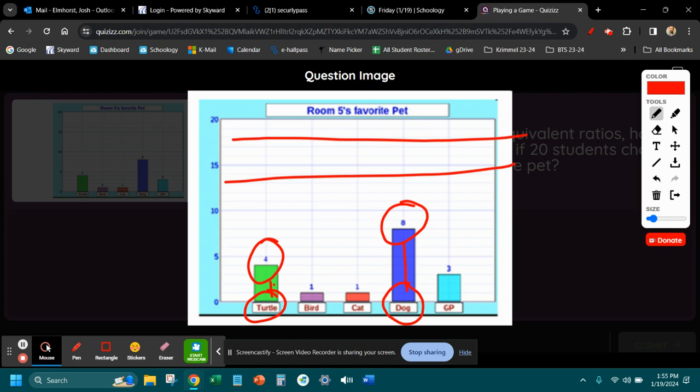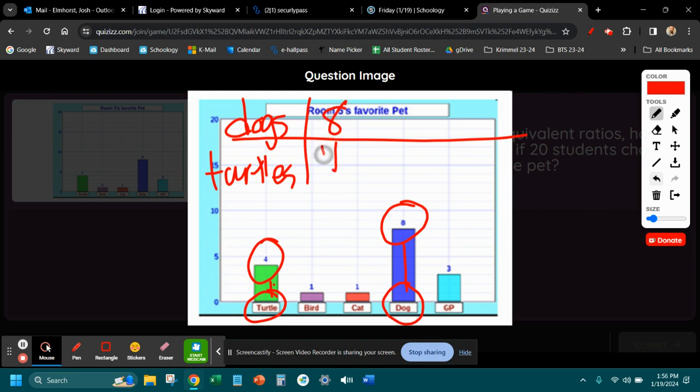To set up a part total, it's not asking about total, so we can just do part. Dogs and turtles. So 8 dogs, 4 turtles, and it's asking how many dogs would you have if there's 20 turtles? So we use turtles to turtles times 5, times 5 to get the total amount. Prediction, how many dogs would be the favorite if there was 20 turtles as the favorite?